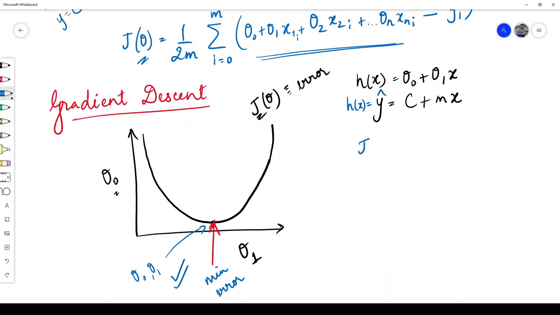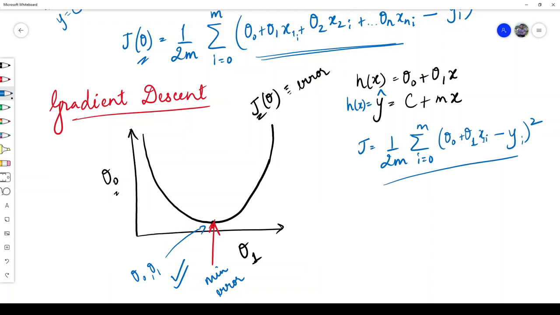I'm going to write it in simpler terms. So in this case, your J will be equal to... Oh, sorry, it's not m. Theta 1 x 1 i actually. Okay, so have you understood this loss function so far? This particular one I've written here. Okay, so if you have understood that, you should know that this is the amount of total error which your model contains, right?